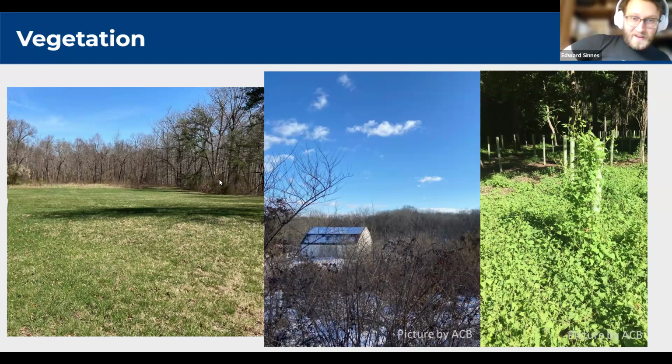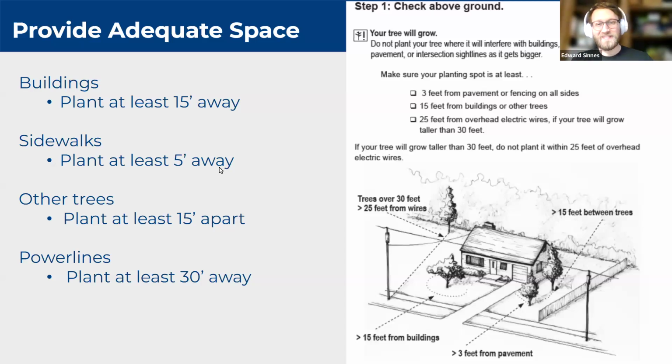So not only plants, people, we have to make sure our trees have enough space. There are some easy rules of thumb that you can write down or remember. If you're planting by a building, make sure your tree is at least 15 feet away. It's a good rule of thumb because most trees, for a long, long time of their lifespan, are not going to get outside of that 15 feet. They might eventually, but it's going to be a long time.